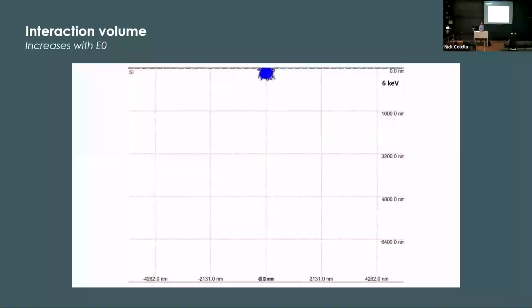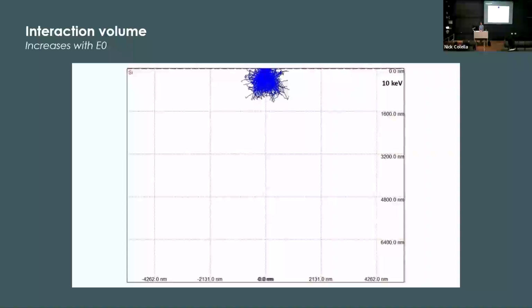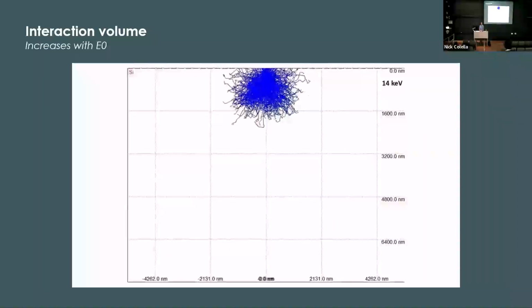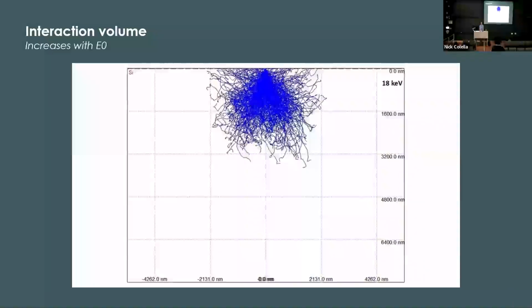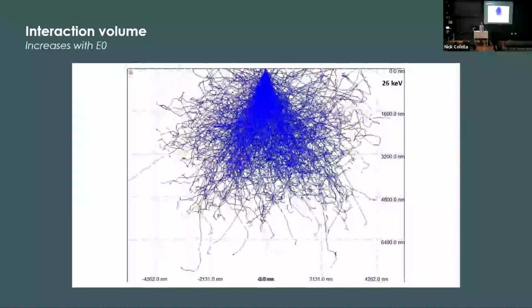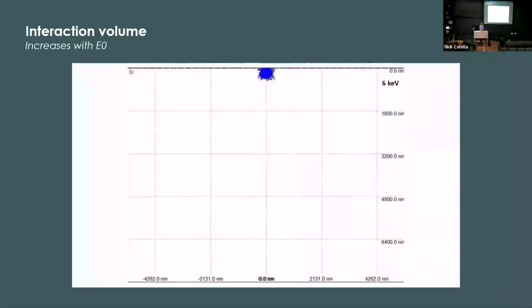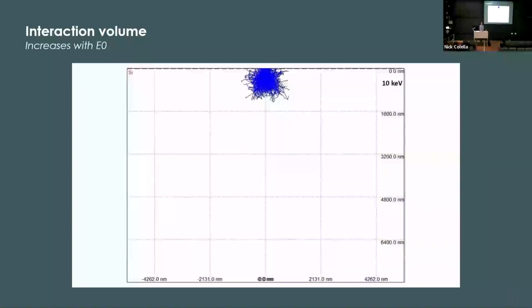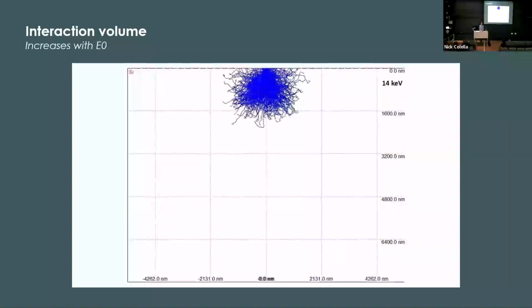Just kind of modeling that out, if we do this simulation on silicon, as we ramp up the beam from 0 kV to the maximum 30 kV, you can see we have this very exponential growth of how deep our beam is getting into the sample and the trajectories of the electrons within the specimen surface.